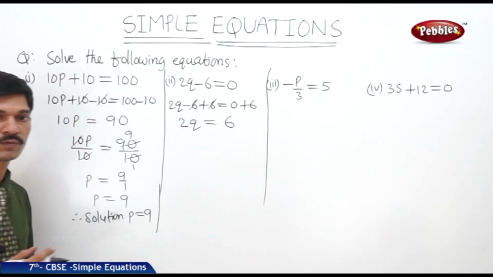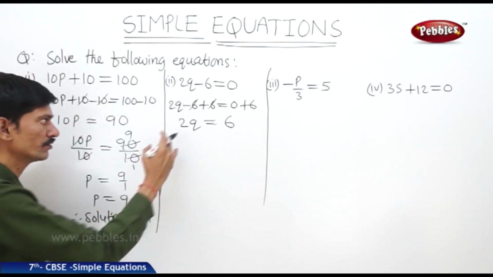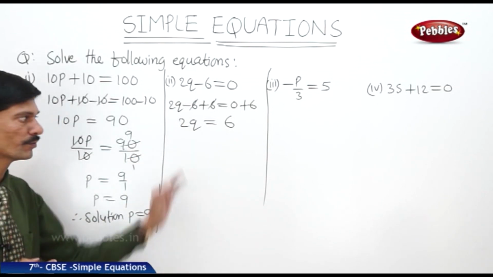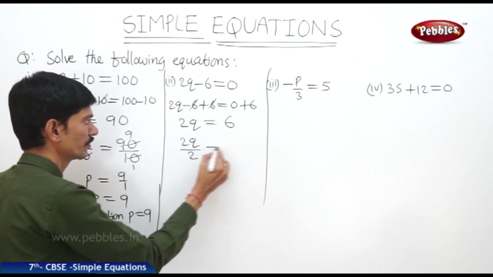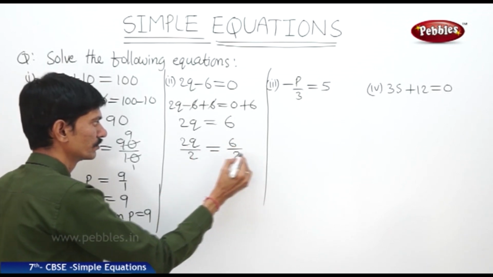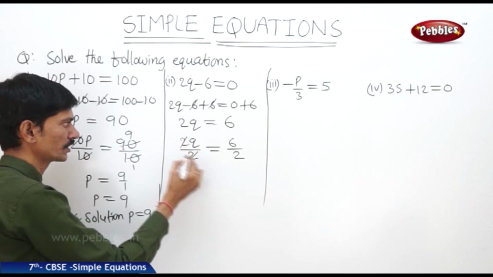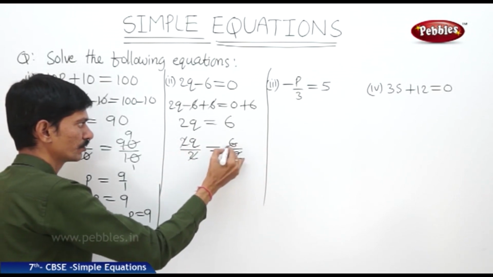2q means 2 is multiplied by q. So to remove into 2, we should divide both sides by 2. So here 2q by 2 equals 6 by 2. Here 2 gets cancelled, and 2 ones are 2 and 2 threes are 6.